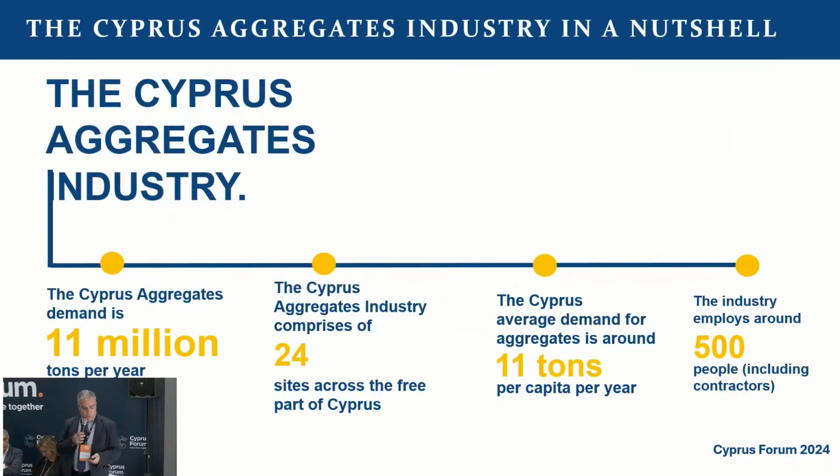So we have in Cyprus 11 million tons. 2024, we anticipated to be 11 million tons. Last year it was 10. 24 quarries in Cyprus. 11 tons per capita is double the average consumption of Europe. And our industry in Cyprus employs around 500 people.